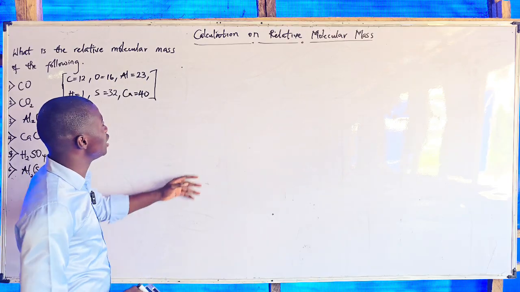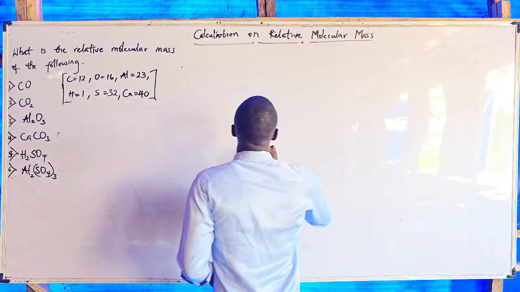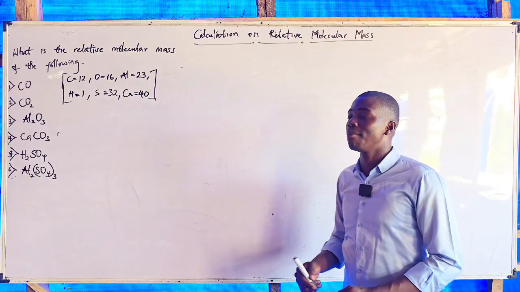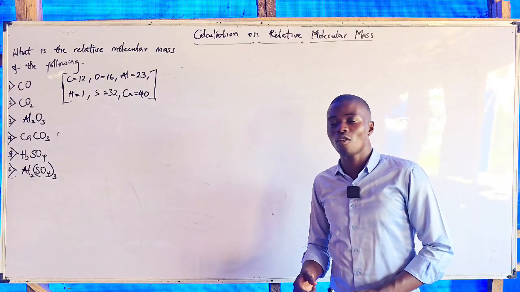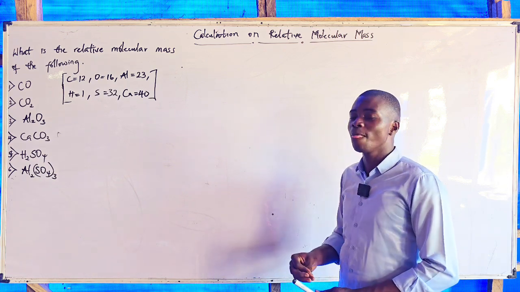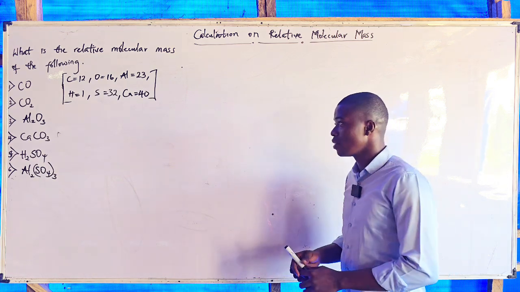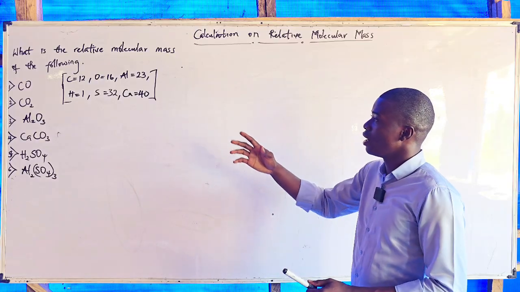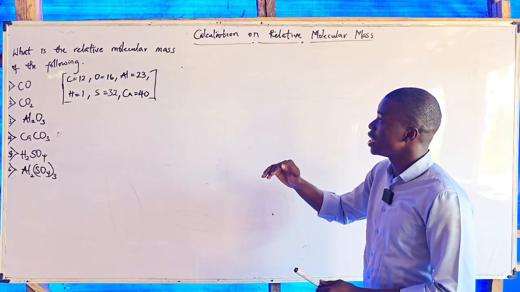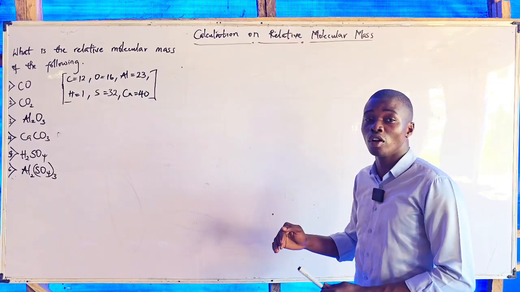In this particular video, we're talking about calculation on the relative molecular mass of compounds. Before you can calculate the relative molecular mass of a compound, there is need for you to know the mass number of those compounds. But let's start with the question I have there. What is the relative molecular mass of the following compounds?